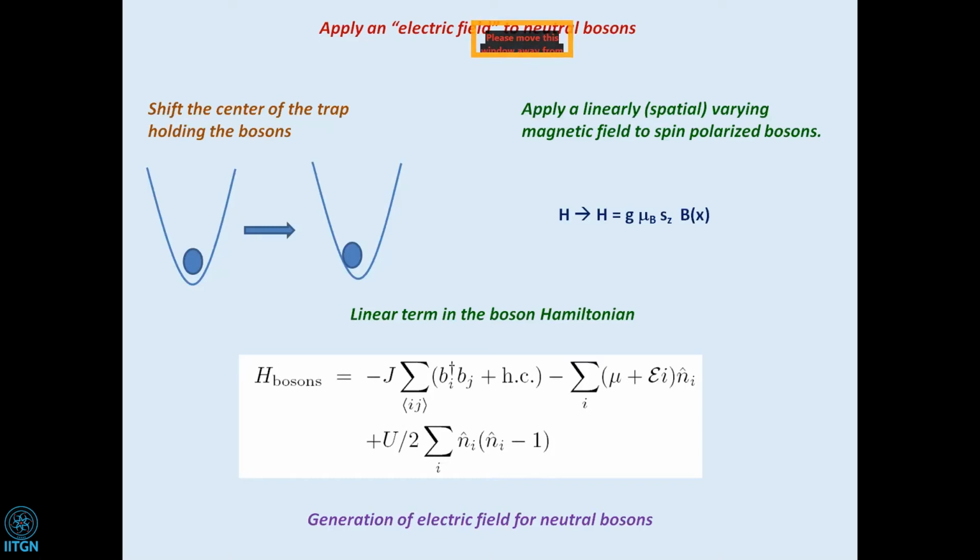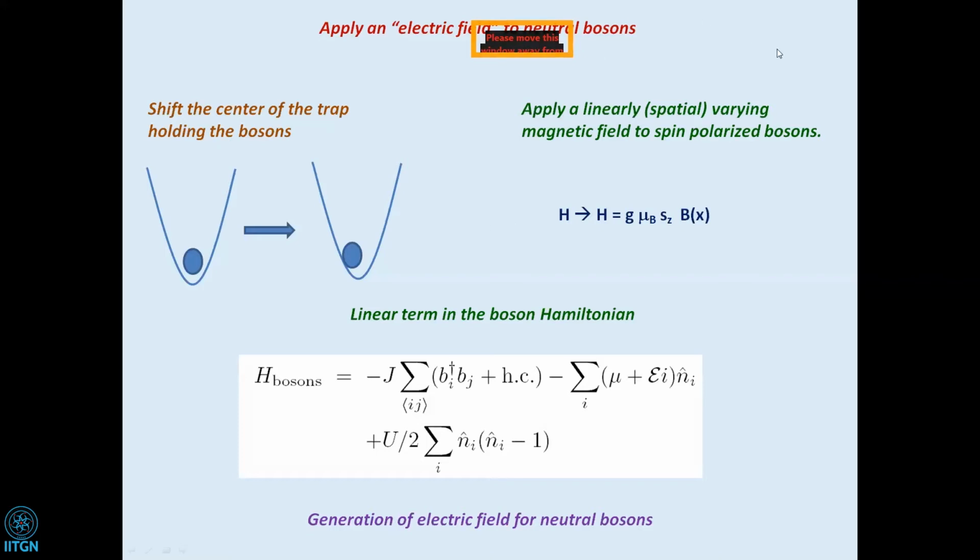whose amplitude is proportional to x₀, that is, the amount of shift. So that's one way of generating this electric field, and this is the way that was experimentally taken by Immanuel Bloch's group in their 2001 experiment that I showed before. I'm going to discuss the effect of this electric field in subsequent slides.